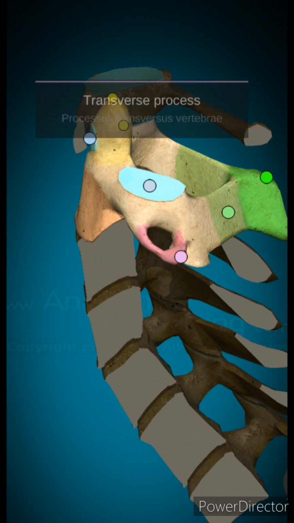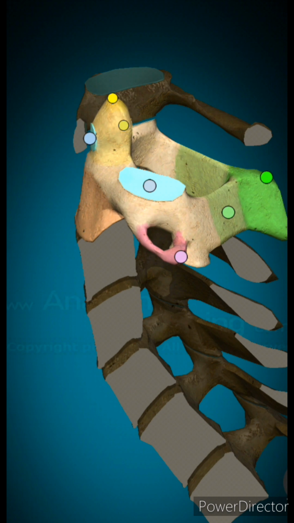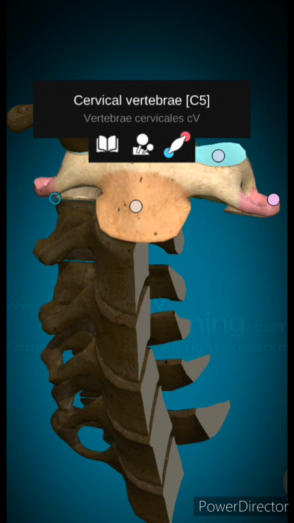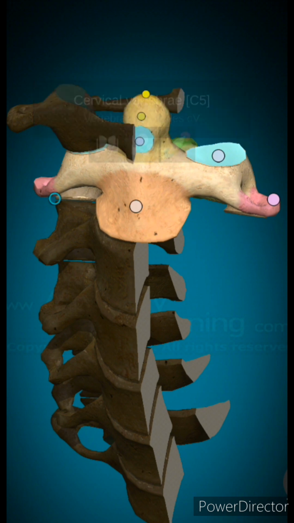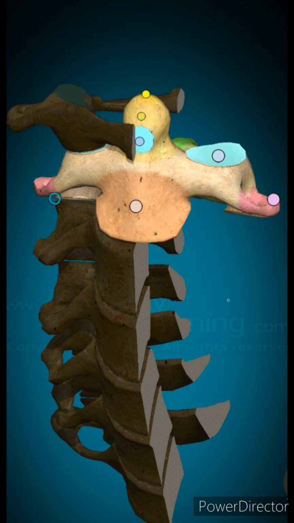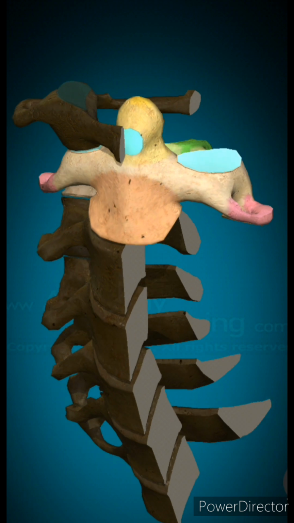The axis has 2 transverse processes which are laterally positioned and serve as attachment points for muscles and ligament. This process also contains the transverse foramen through which the vertebral arteries pass on their way to the brain. The axis features a superior articular facet and an inferior articular facet. The vertebral foramen in the axis is the opening that surrounds and protects the spinal cord as it passes through the cervical region of the spine.